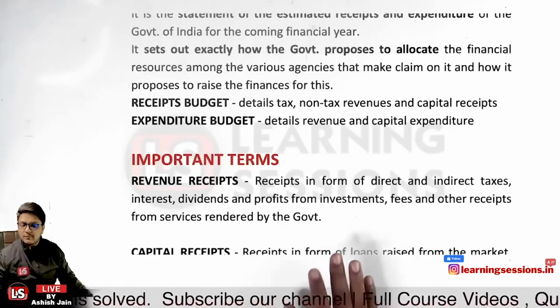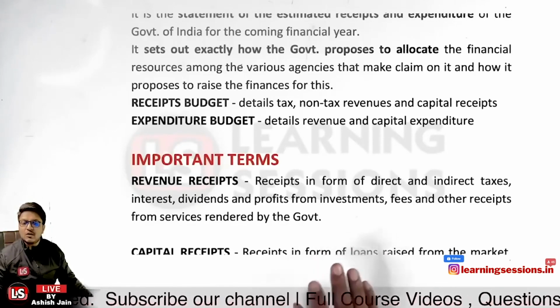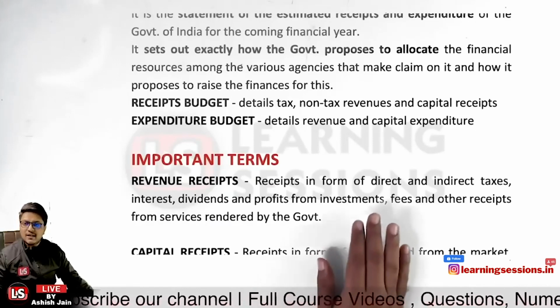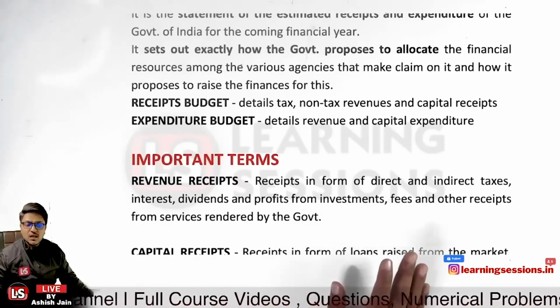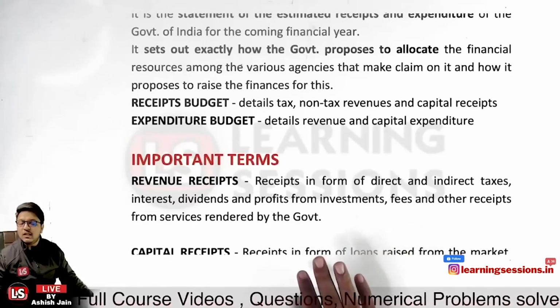So if you are paying income tax on the income you earned, that is direct tax. And when you pay for the goods you purchased, there is also tax inclusive in the cost itself.